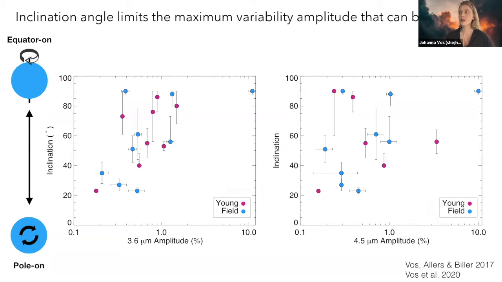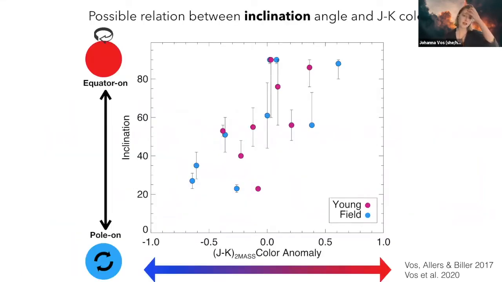The second thing we discovered was not exactly expected. The second trend I'm showing you here is this possible relation between inclination, again 0 to 90 degrees on the y-axis, and J minus K color anomaly on the x-axis. The J minus K color anomaly is the difference between an object's color and the median color for that spectral type and gravity class. So basically anything with a positive color anomaly looks redder than the median, and anything with a negative color anomaly looks bluer than the median.